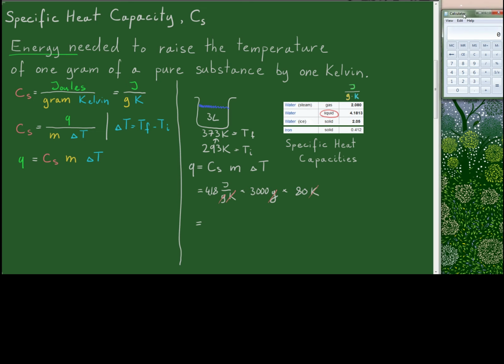So all that is left is to use the values. So 4.18, the specific heat capacity of liquid water, times the mass, which is 3,000 in this case, times the temperature difference, which is 80. And I get 1,003,200 joules. And we can shorten that to 1,003 kilojoules. And that would be the answer.